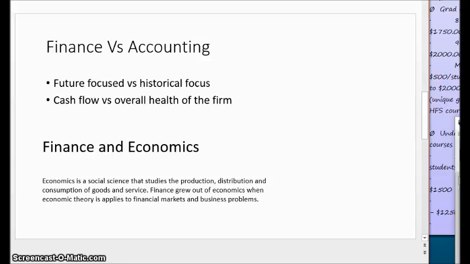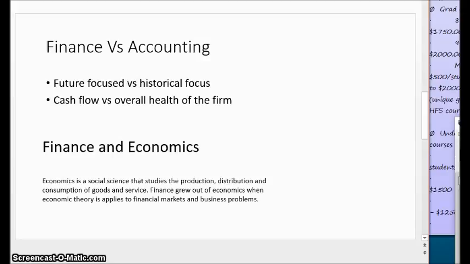We take economic concepts about supply and demand and consumption of goods and use that information and those theories to study the financial markets and actual business problems. So that's how those three subjects tie in with each other.